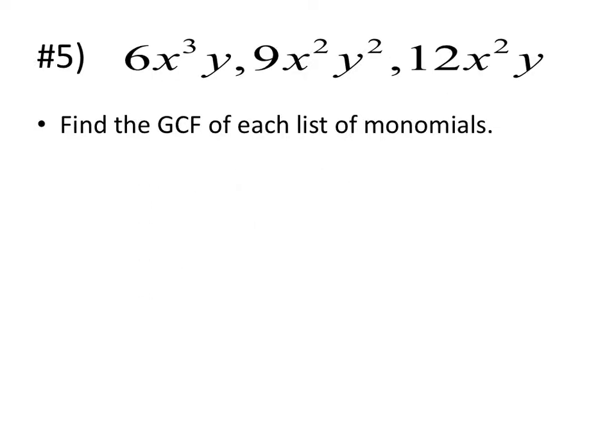All right, here we've got 6, 9, and 12. So what is the largest number that goes into 6 evenly, 9 evenly, and 12 evenly? And that is 3. 3 goes into 6, 3 goes into 9, and 3 goes into 12. All right, so we've got x, x, and x. Now how many? We've got 3 x's here, 2 x's here, and 2 x's here. So what's the highest number of x's?